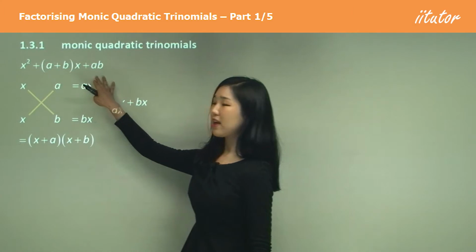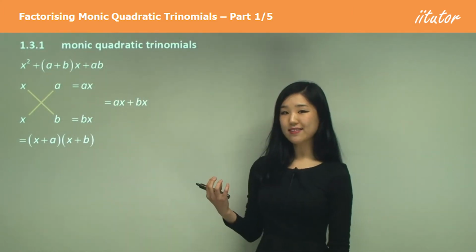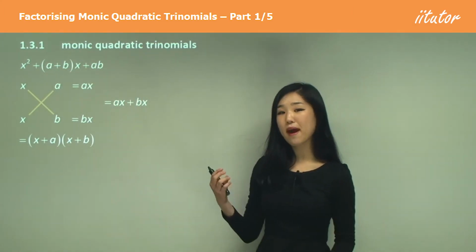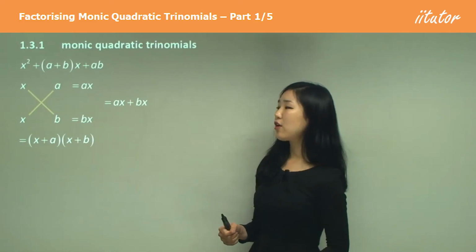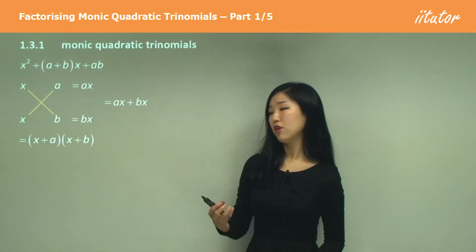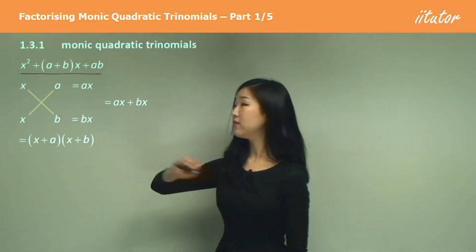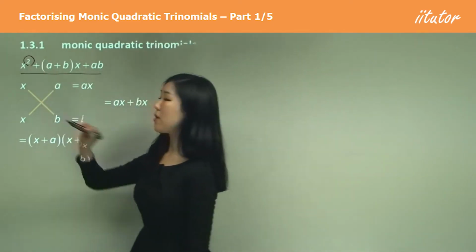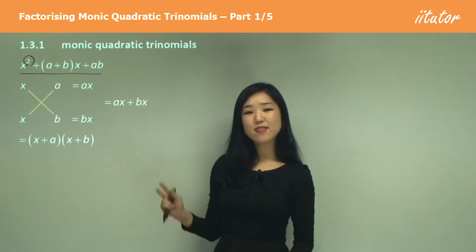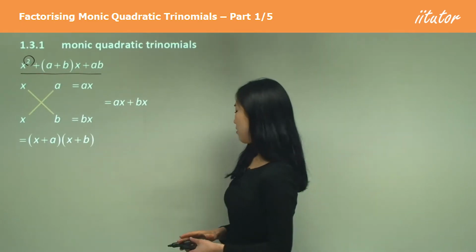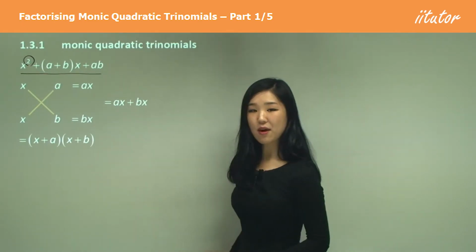A monic quadratic, basically a quadratic, guys, is something that has a power of 2. Okay, so where the highest power is 2. So see how in this type of expression, it has x squared, where 2 is the highest power. That's called a quadratic, and we are wanting to factorize that one.